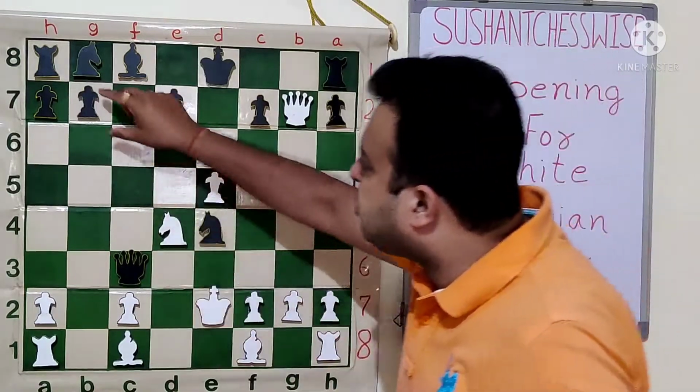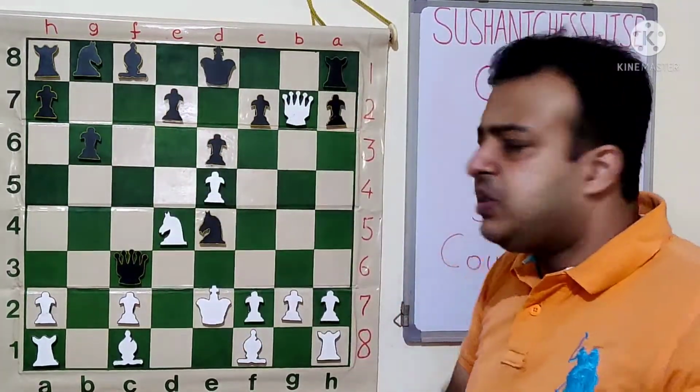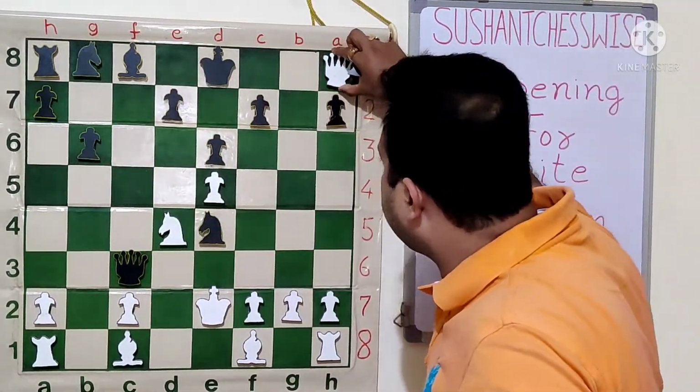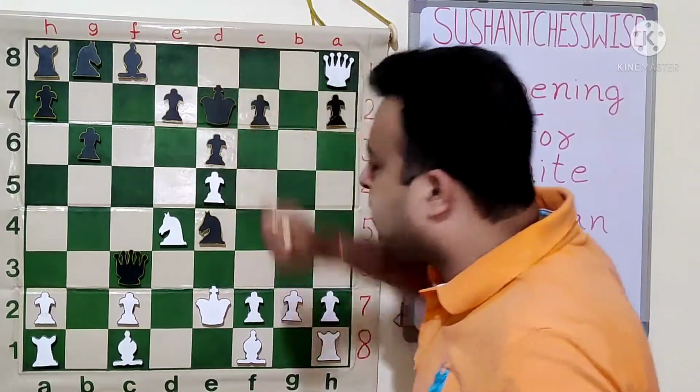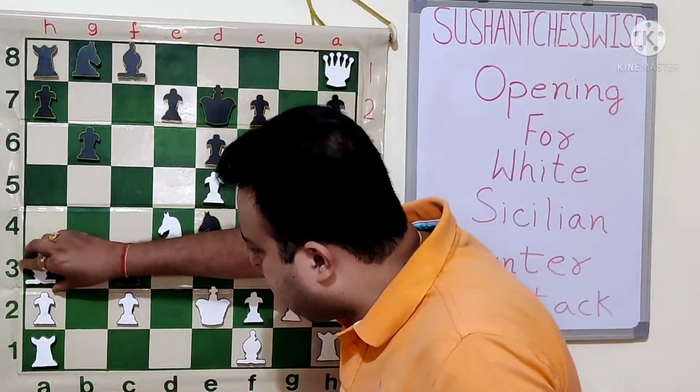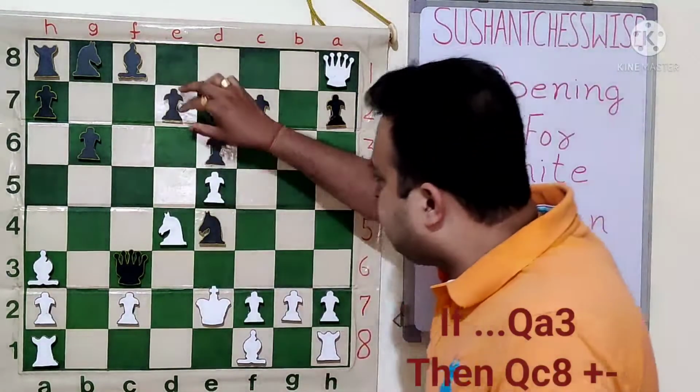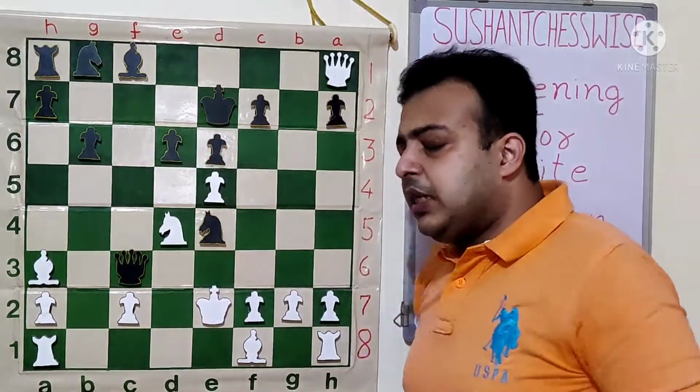After the most obvious move b6, we see that Qh8 check, Ke7, Bishop a3 check, d6.